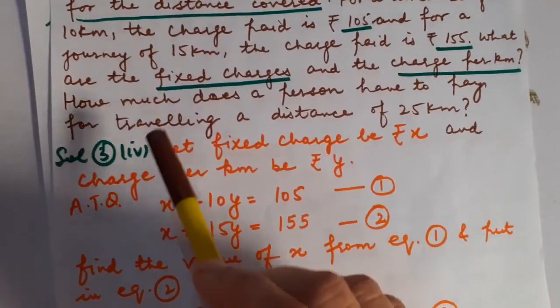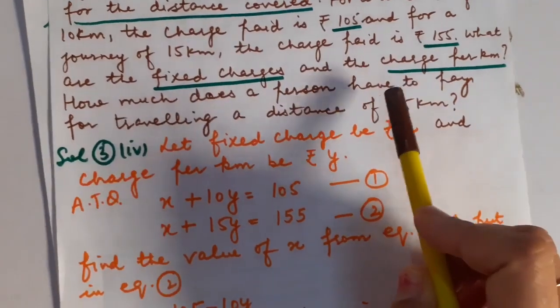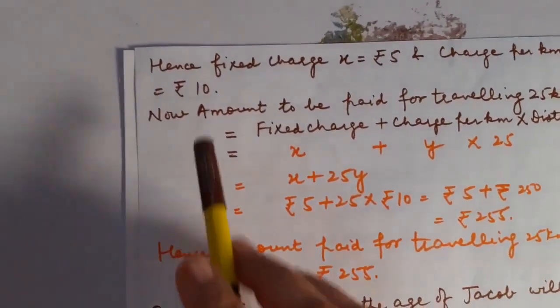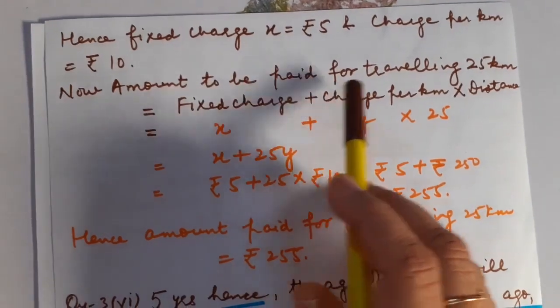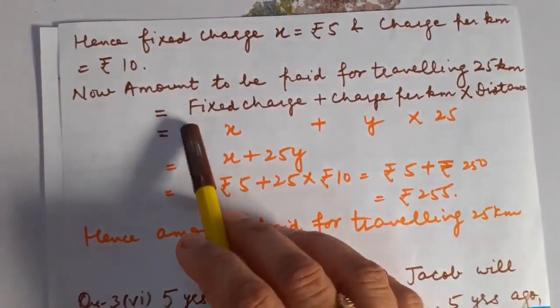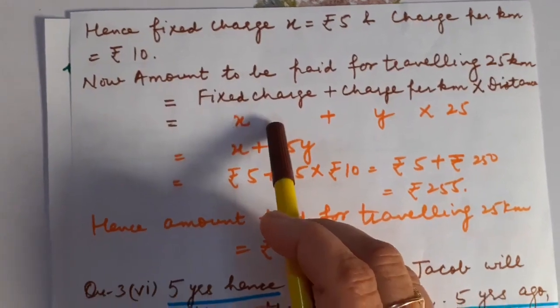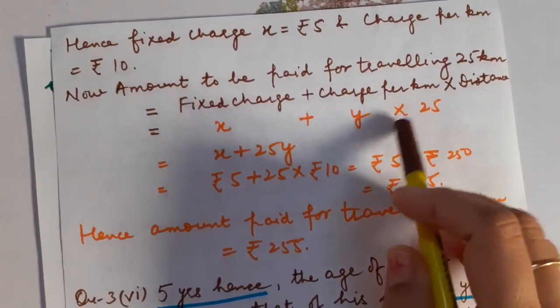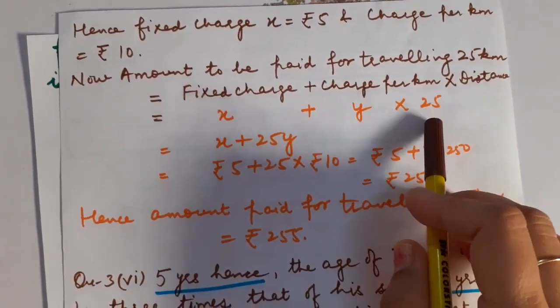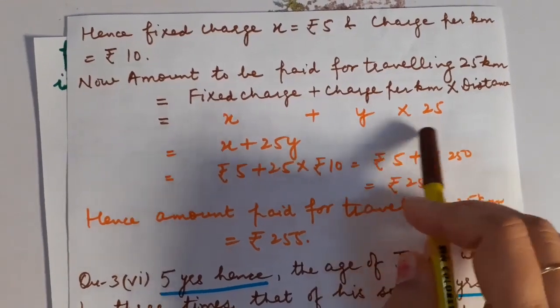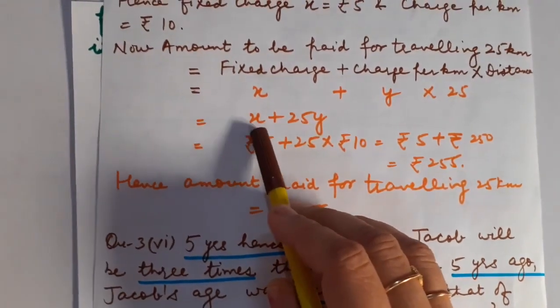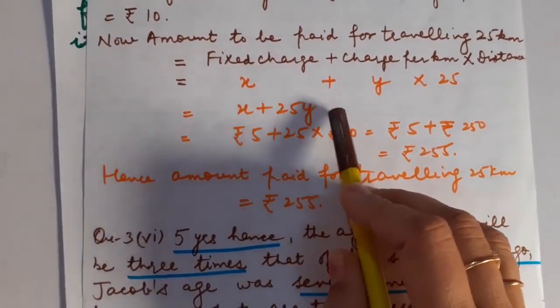What else is to be calculated? How much does a person have to pay for traveling a distance of 25 kilometer? Now the amount to be paid for traveling the distance of 25 kilometer: fixed charge definitely will be paid by each and every passenger, plus charge per kilometer, rupees y, must be multiplied by distance. Distance is 25. Why am I multiplying it? Because total 25 kilometer has been travelled by the passenger. So this I have to calculate, that is x plus 25y.